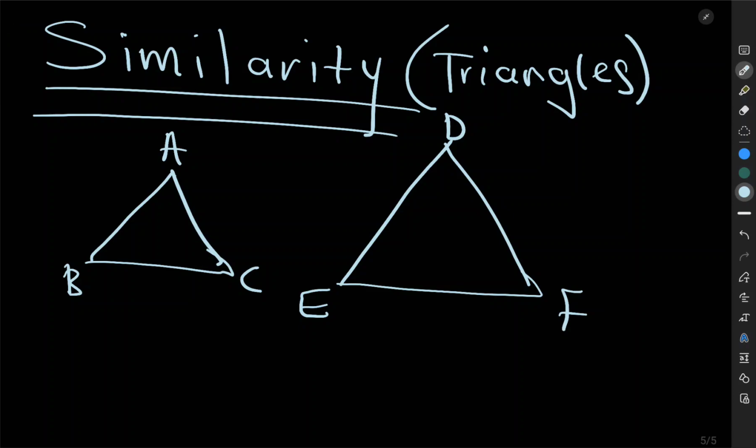So with similarity, we're basically saying that if this angle is equal to this angle, and this angle right here is equal to this angle, and obviously the last one, automatically they have to be equal. This angle is equal to this angle. We assume that these two triangles over here are similar.